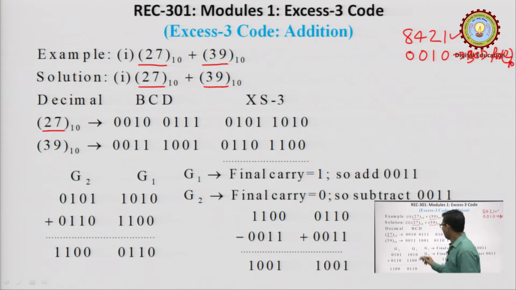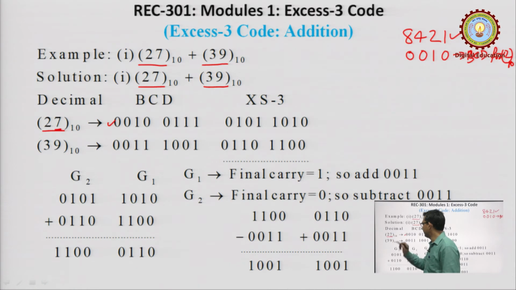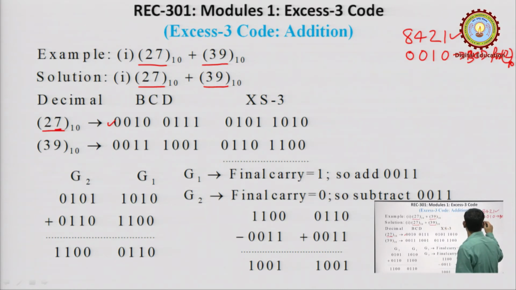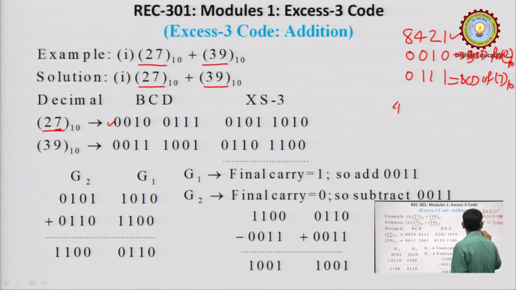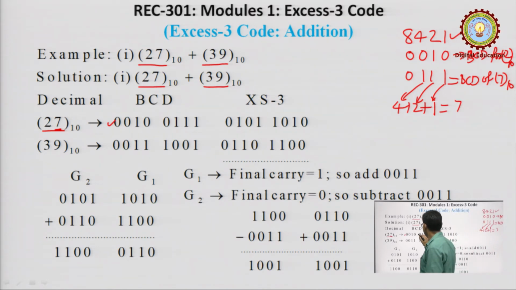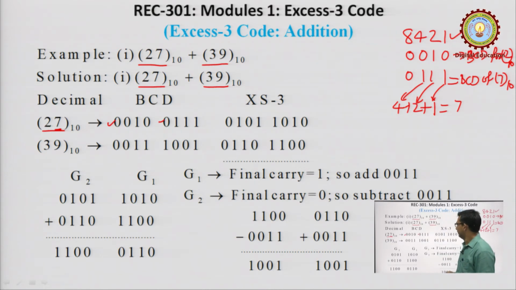That is why I write 0010. Now, I want to write the BCD code for 7. So, BCD code for 7, from here we can see if I make 0111, it will be the BCD of 7, because 4 plus 2 plus 1 is equal to 7. So, this is the BCD code for 7.